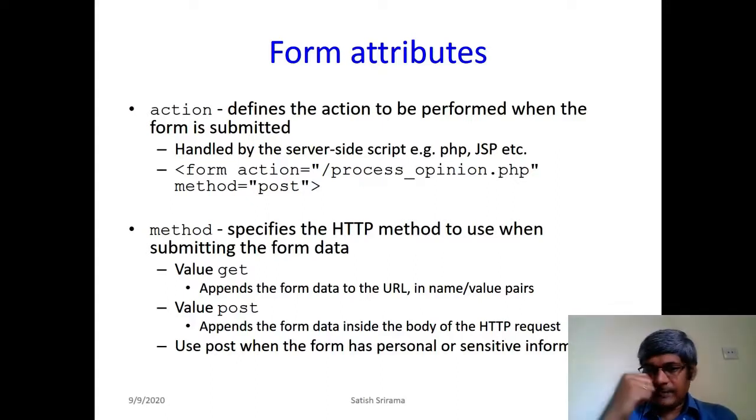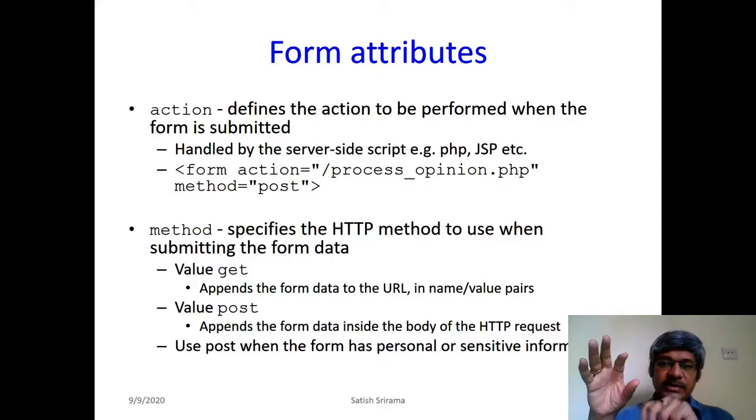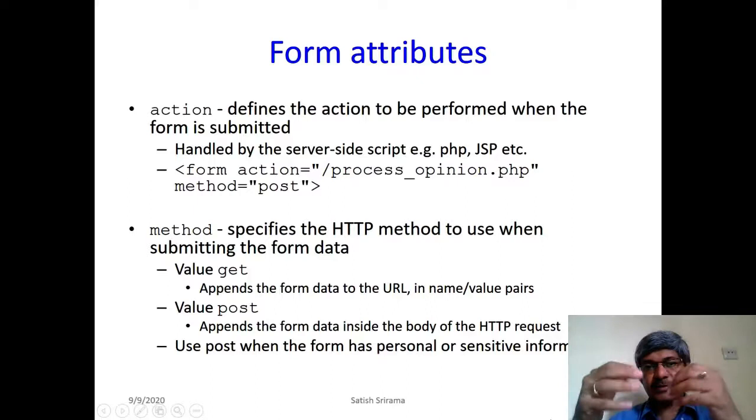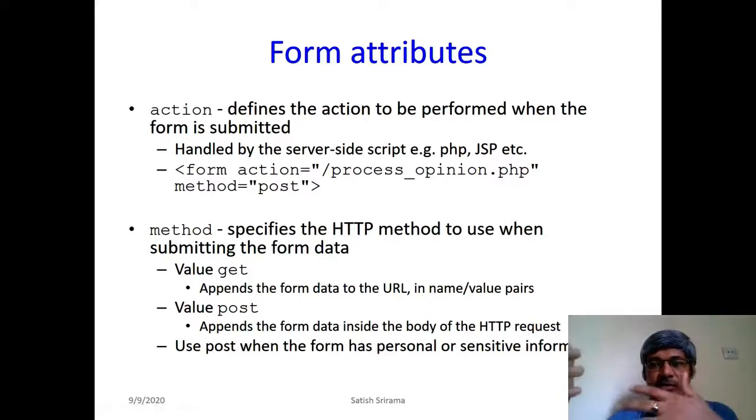Then there is the value post. You can set the method to post. If the method is post, all this information is appended to the HTTP request body. All this form information is put in the body part of the HTTP request. So this is much better. Use post whenever the form has personal or sensitive information. For example, if you are adding names, user IDs, passwords, or some bank information into the form, never send by get. Never put the method get there.